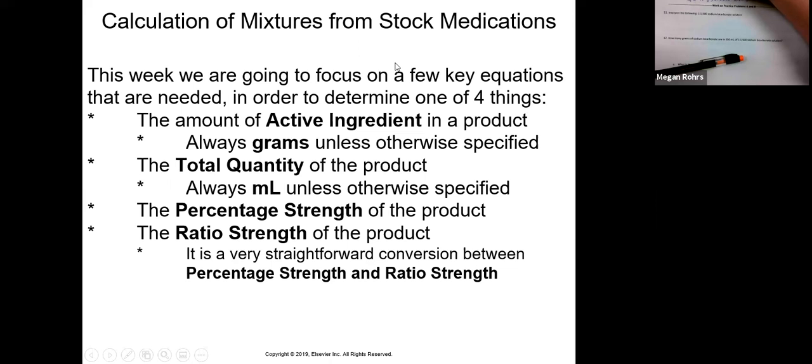Okay, so a few things to review here. I have always hinted on this, but we always assume that the amount of active ingredient is in grams unless otherwise specified. And we always assume that the total quantity of a product is in milliliters unless otherwise specified. So like on the examples on the worksheet, I was telling you to assume that we're using a weight per volume unless it tells us otherwise, unless it says it's a weight per weight or a volume per volume. Now, we have not got to ratio strength yet, so I'll come back to this in a little bit.